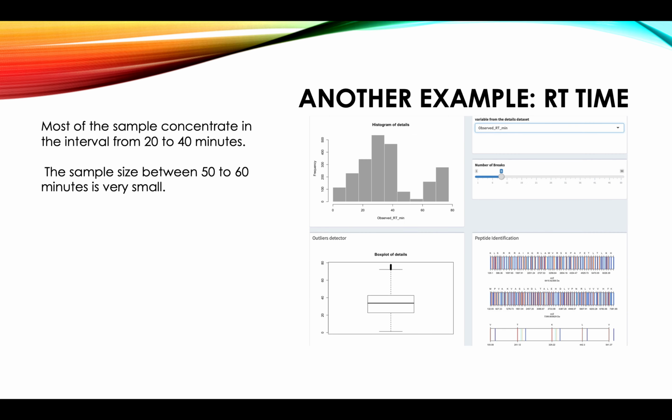Here we can give you another example. If the user wants to know more about the retention time, they can choose the variable of observed RT minute columns. And we can see most of the samples concentrate in the interval from 20 to 40 minutes, and the sample size between 15 to 60 minutes is very small.